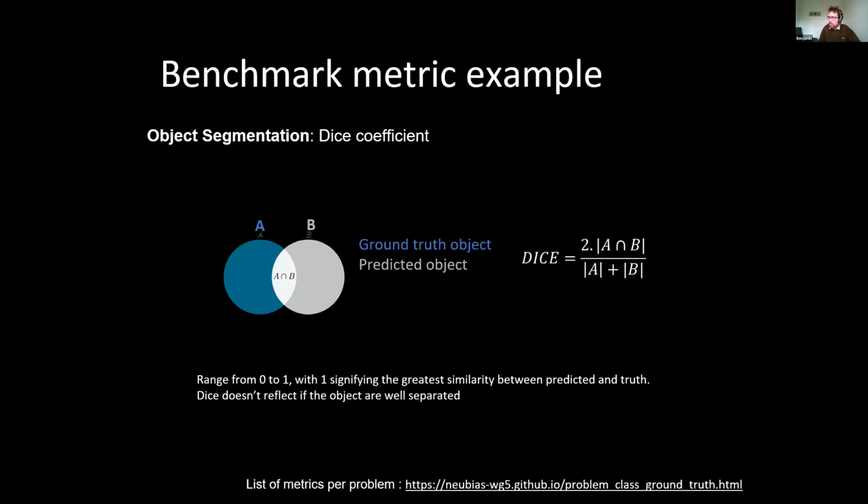For object segmentation, we use a couple of metrics. We use the Dice coefficient, which is basically: you take the ground truth object, you take the predicted one, you measure the overlap, and then you compute the Dice coefficient according to the formula displayed. So 2 times the intersection of A and B over the area of A plus B. It gives you a result between 0 and 1, where 1 means you have the greatest similarity between predicted and truth.